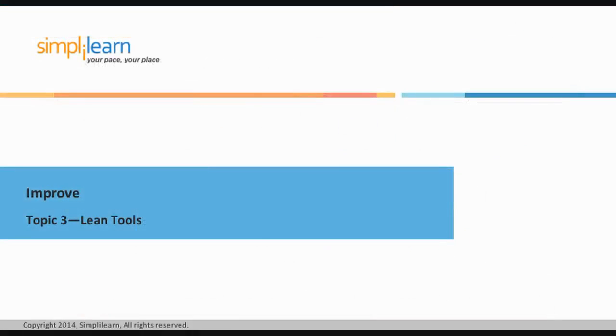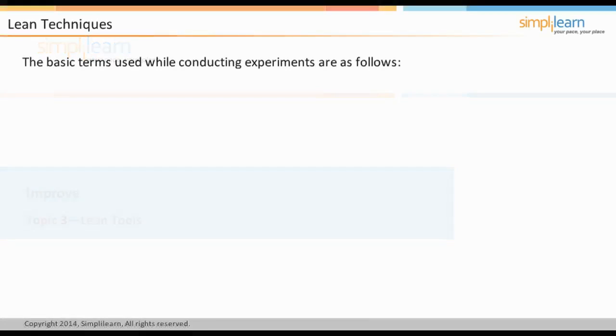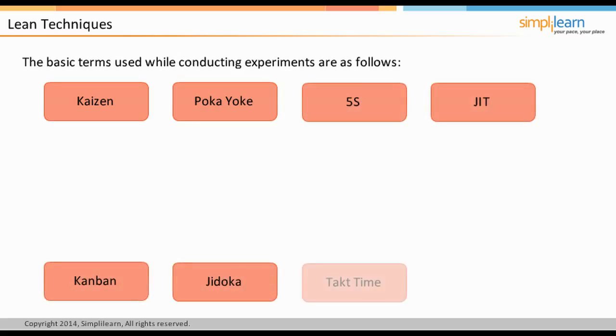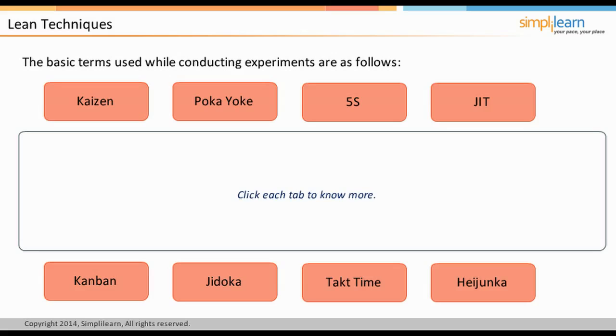In this topic, we will discuss Lean tools in detail. Let us learn about Lean techniques in the following screen. The 8 Lean techniques are Kaizen, Poka-yoke, 5S, Just-in-Time, Kanban, Jidoka, Takt Time, and Heijunka. Click each technique to know more.